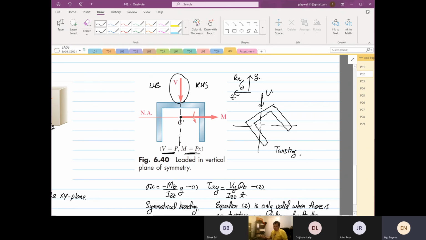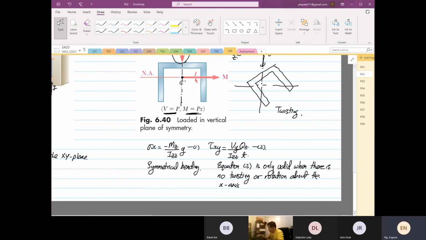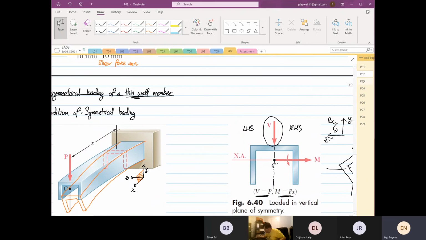Now, I'm going to show you the condition, okay? I need to write down symmetrical loading. So this is the condition of symmetrical loading, okay? So there's no twisting. Now, I'm going to show you another situation where the deformation will twist, okay?